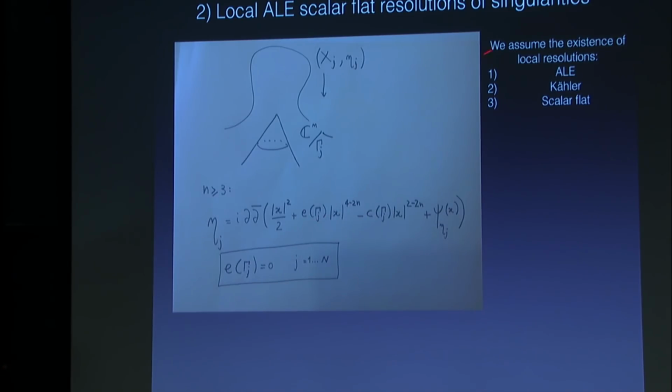Among them, you should have in mind that the main source of examples, also historically, of this kind of objects are the Ricci flat examples. Of course, Ricci flat implies scalar flat.